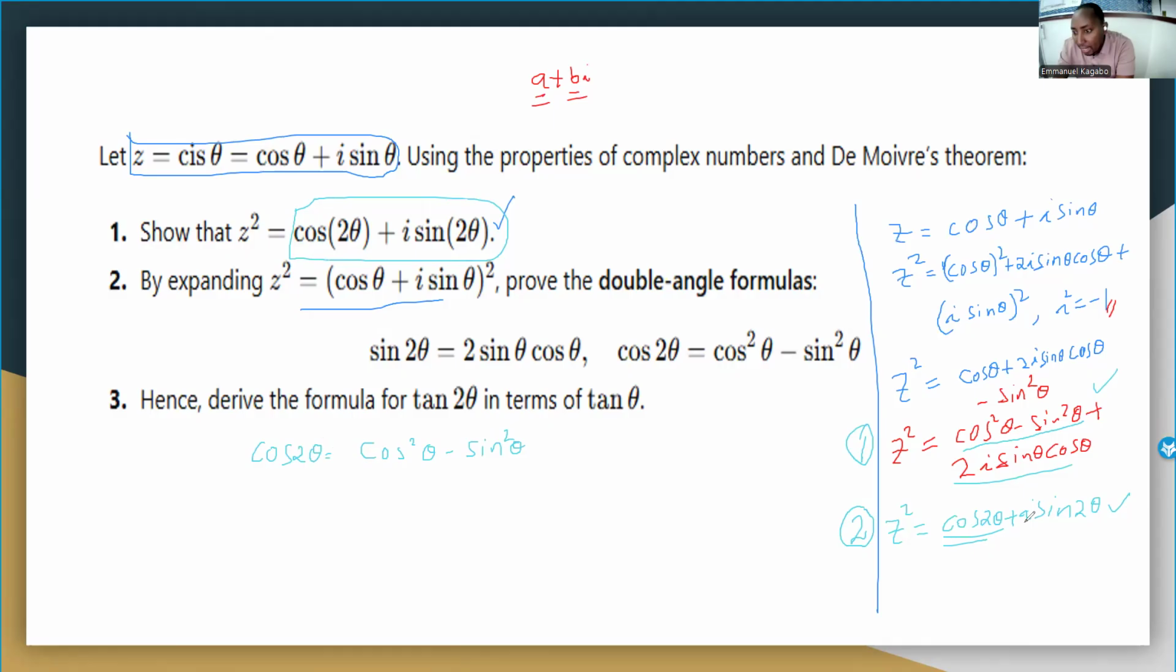I've equated the real part, this to this. Now, what about these two? They should be equal as well, right? By the way, if you remember your trigonometry, this is the value of cos 2 theta when you prove this one using compound angle. So what about if I do the other one? What about sin 2 theta now? Sin 2 theta is going to be equal to, the i's are cancelling out, okay?